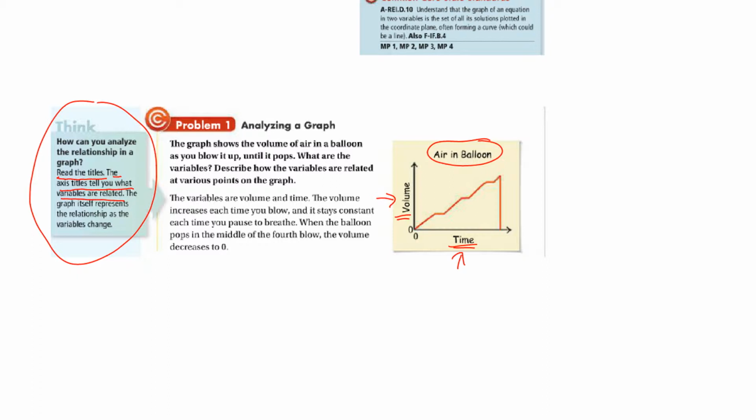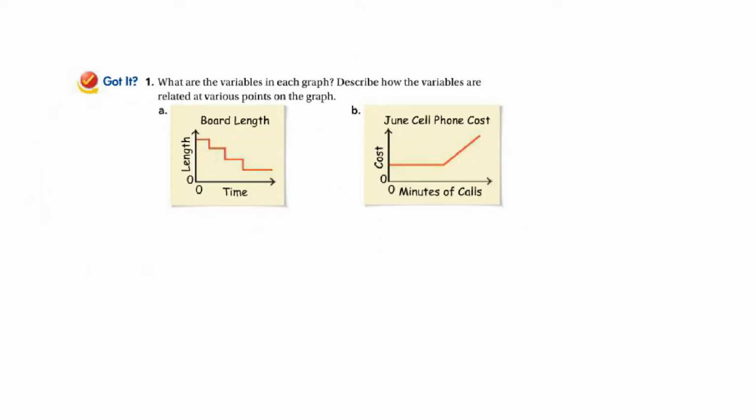Describe how the variables are related at various points on the graph. If we follow along my pen here, it says the volume increases as you blow. It stays constant each time you pause to breathe. Blow, breathe, blow, breathe. And then right up here, all of a sudden, it pops and it goes back down to 0. These two got it problems, I want you to try them on your own, and then we will be checking them in class.